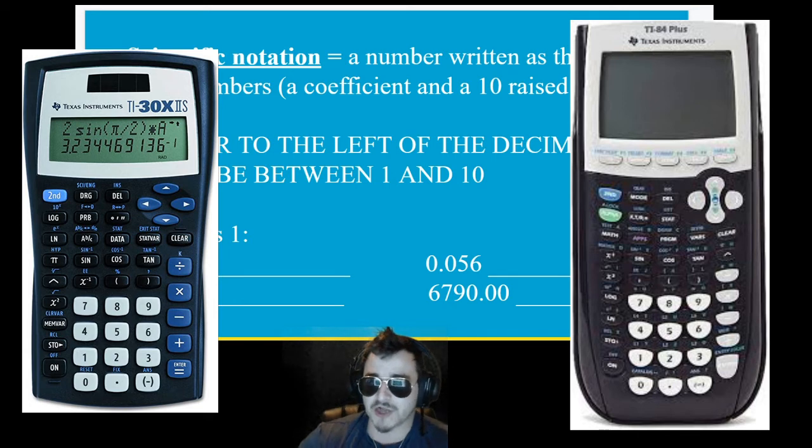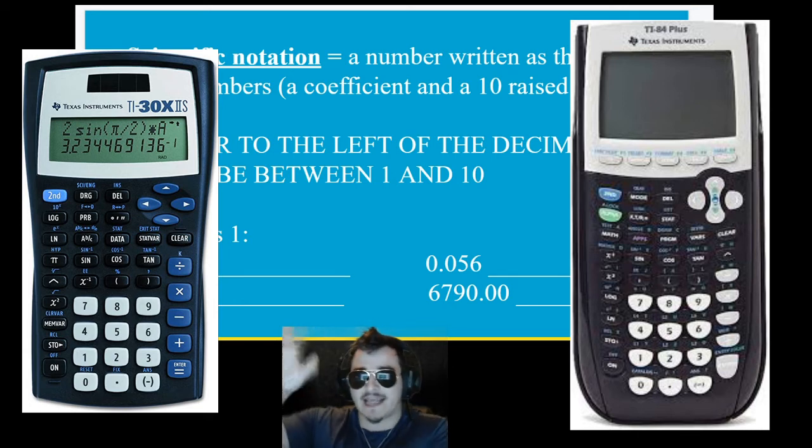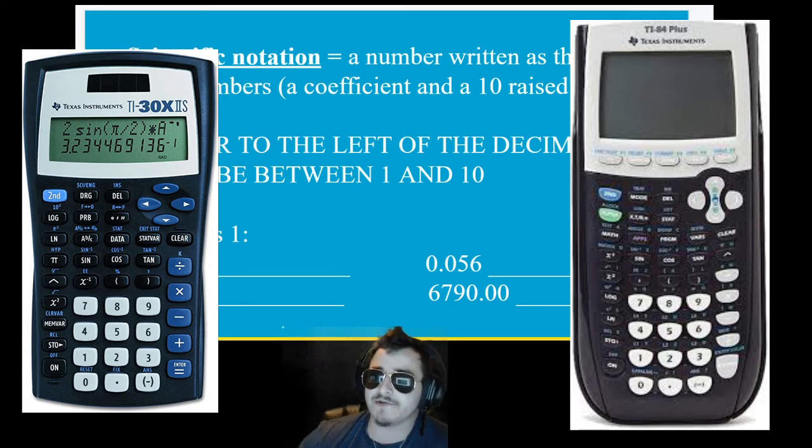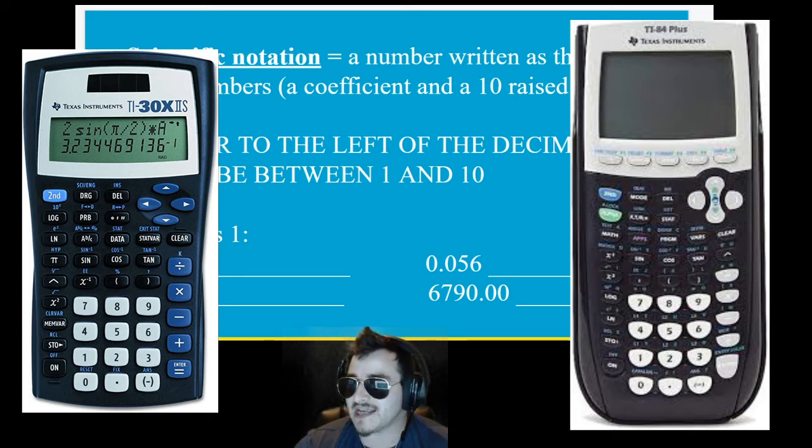Some of you might be punching into your calculator times 10 caret and then exponent. There's no need to do that, because there is a shortcut here. If you look just above the number 7 on both of these calculators, you will see the comma for the graphing calculator and the x to the negative 1 button for the scientific calculator. That's the button we're going to utilize.